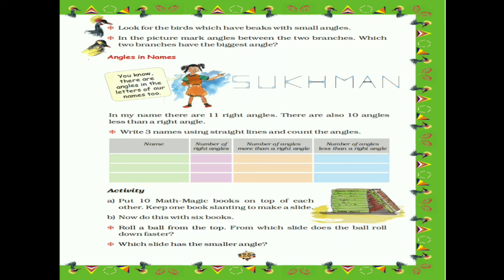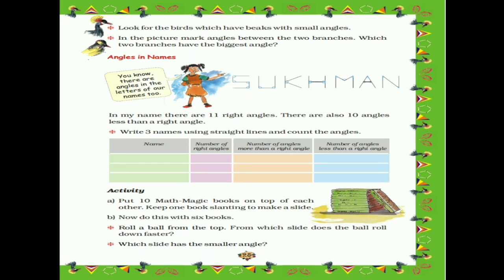Now what is written in B? Now do this with 6 books. So first you have to use 10 books and after that you have to use 6 books. Now let's see what is given ahead. Roll a ball from the top. From which slide does the ball roll down faster? Now what you have to do? You have to roll a ball from the top of the slide. Now you have to observe from which slide the ball rolls faster.